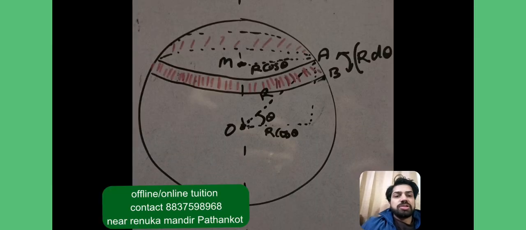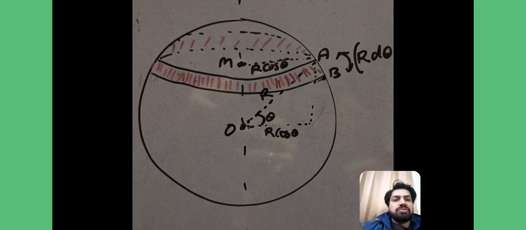Welcome to Nuclear Science Education Pathankot, and let's derive the formula for moment of inertia in case of hollow sphere. So first we will find the moment of inertia for this small strip, and then we will integrate from minus pi by 2 to pi by 2.